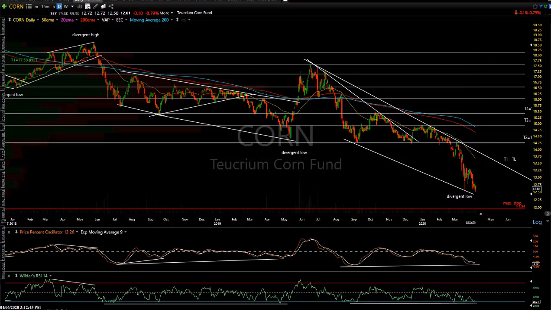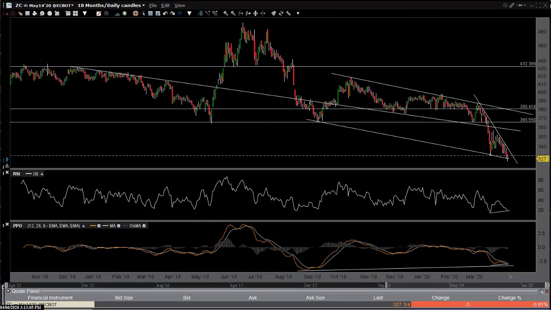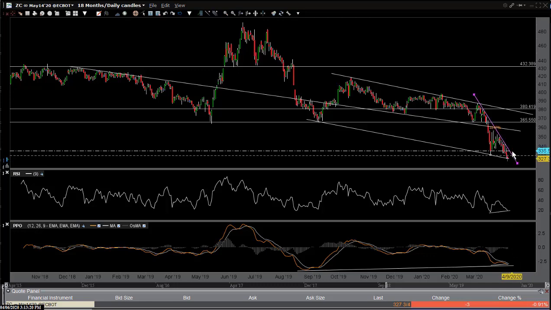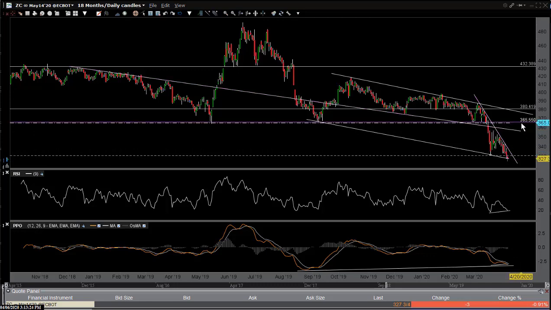Let's look at futures real quick. Let's see, that's wheat. There we go. ZC, corn futures. Need to take out this downtrend line. It's nice and clean. There's your divergence right there, positive divergence. We need to turn up here so we can get this PPO to turn back up and confirm that divergence.